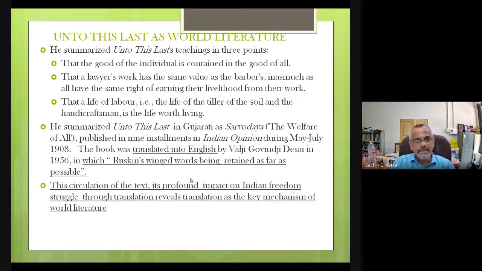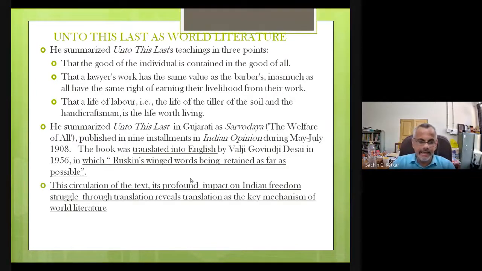He summarized this Unto This Last in Gujarati, and he called it Sarvodaya, that is, welfare of all. Published in 9 installments in Indian Opinion from May to July 1908, almost 102 years ago. And the book was translated later on into English by Walji Govindji Desai in 1956, in which Ruskin's winged words were being retained as far as possible.